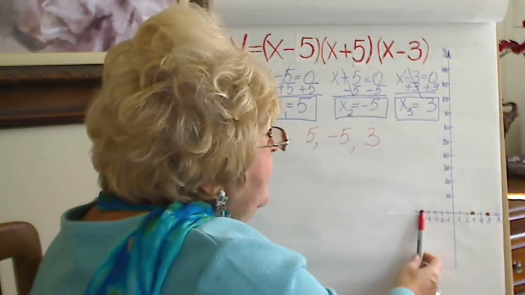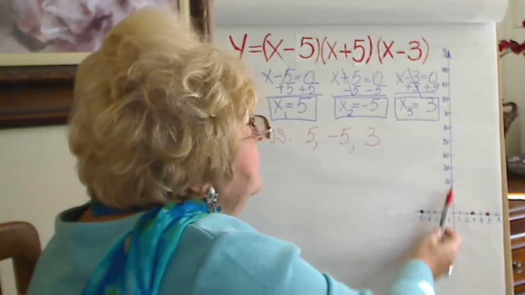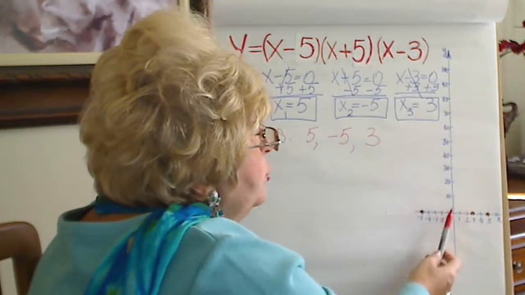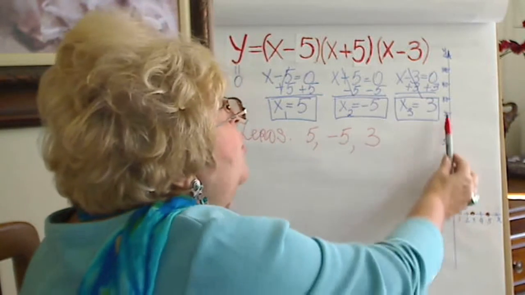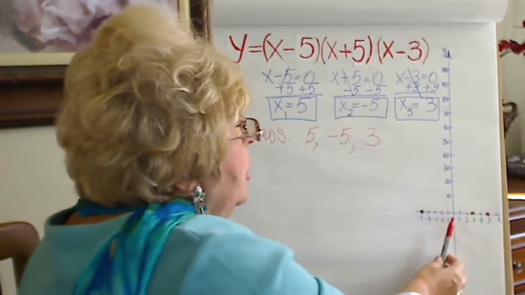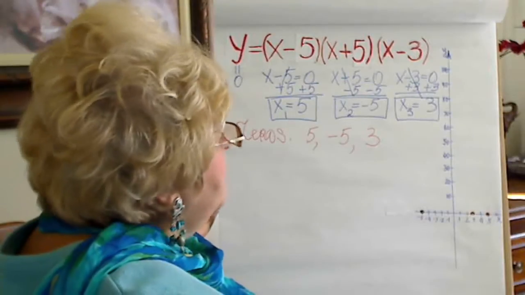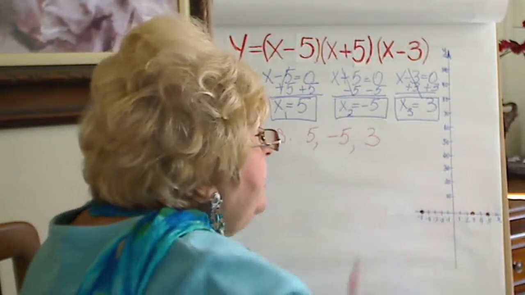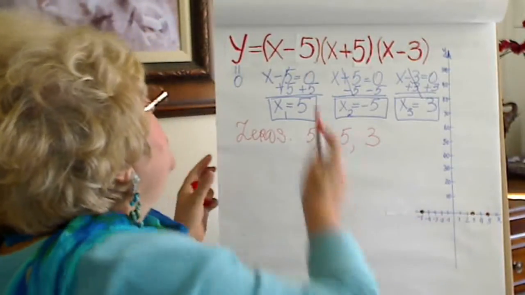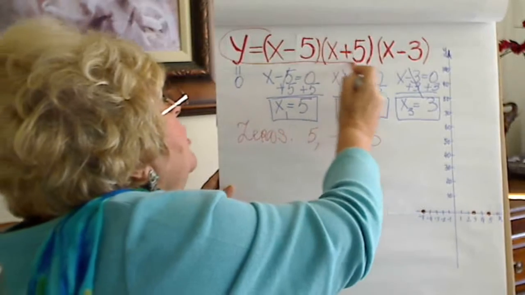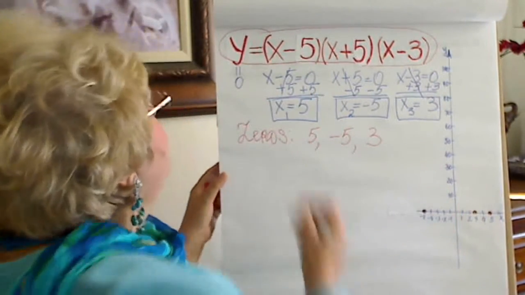Between negative 5 and 3, we see our y equals 0 point over here. It's always good to know what our y-intercept is. At this point, y equals, we don't know, we will find out. But we know that x equals 0. So we will plug x equals 0 into our equation.